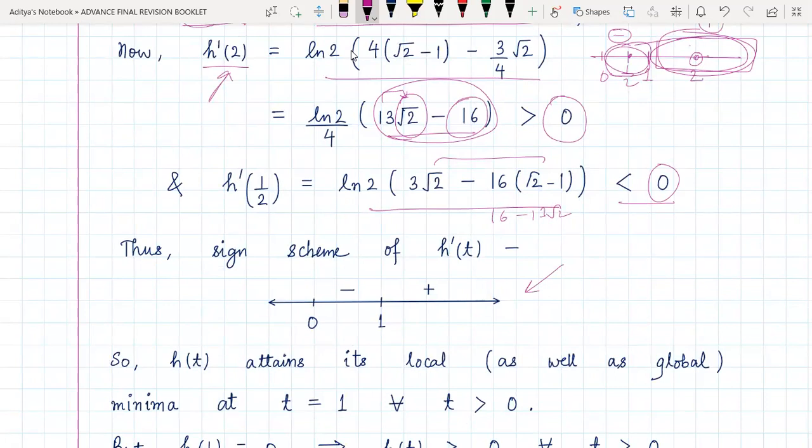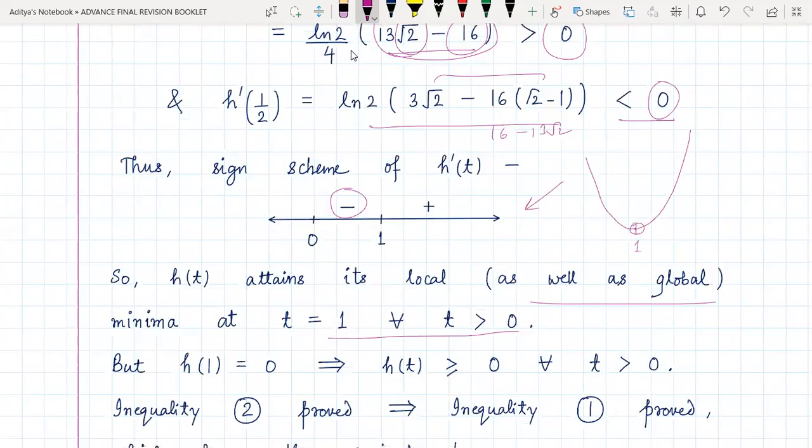So with this in mind, we can easily observe that h of t would attain its local as well as global minima at the point t equals 1 for all t greater than 0. The reason is, first it was decreasing, then it becomes horizontal, and then it continuously increases. So obviously 1 is going to be the point of not only local but also global minima for t greater than 0. One more thing now: h of 1 is 0.